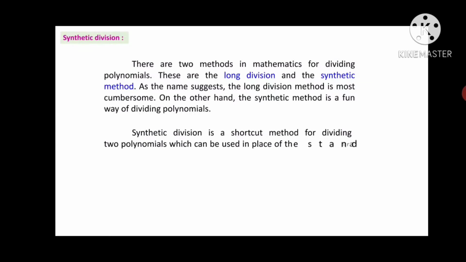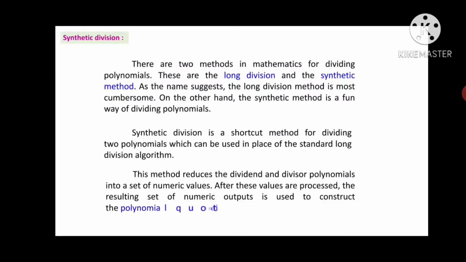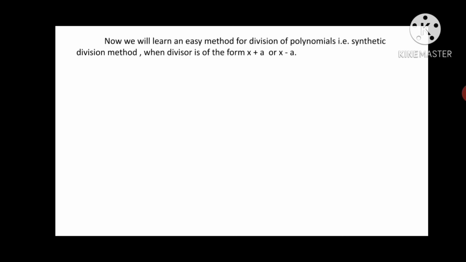Synthetic division is a shortcut method for dividing two polynomials, which can be used in place of the standard long division algorithm. This method reduces the division and divides the polynomials into a set of numeric values. After these values are processed, the resulting set of numeric outputs is used to construct the polynomial quotient and the polynomial remainder. So friends, now we will learn an easy method for division of polynomials, that is the synthetic division method, when the divisor is of the form x plus a or x minus a. Let us take one example.